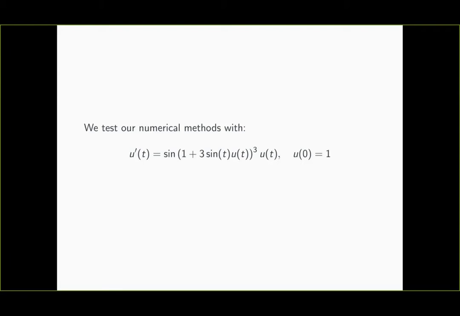On the right-hand side, the cube of the sine function that is multiplied to u(t) will occasionally be positive and occasionally be negative. So sometimes u is going to experience something similar to exponential growth, and at other times it's going to experience something akin to exponential decay.